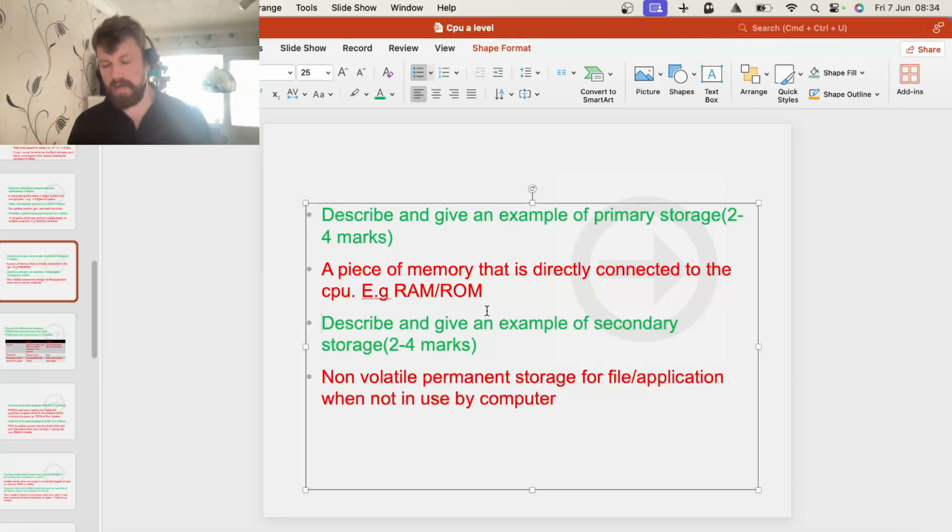ROM has some really important programs and instructions on there, which we'll talk about more in a second. But generally it's the idea that you go from secondary storage when not in use, we load it into RAM and start doing stuff on it, and then when we don't want to use it, it goes back into secondary storage.